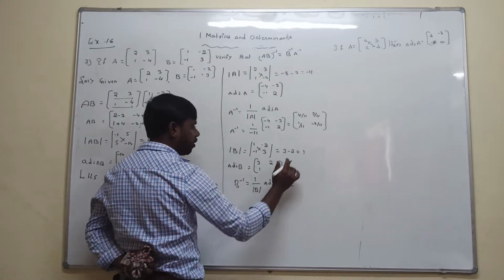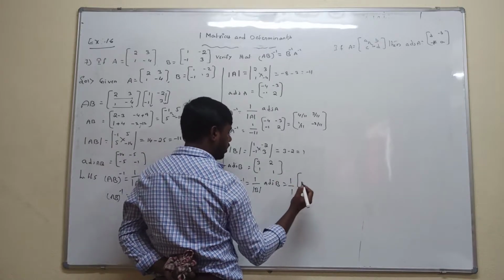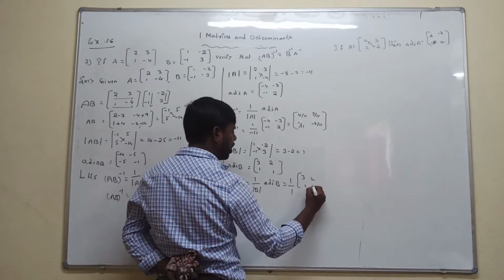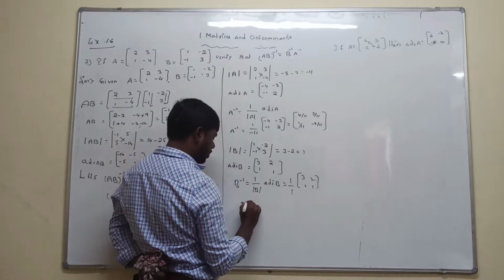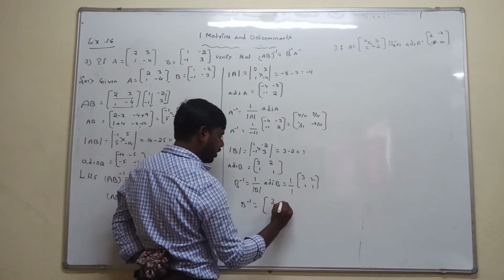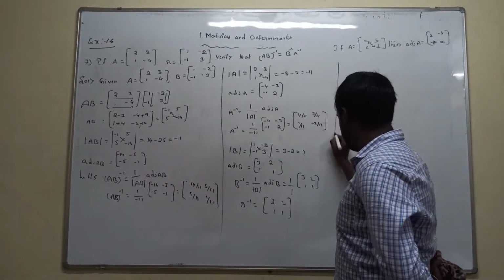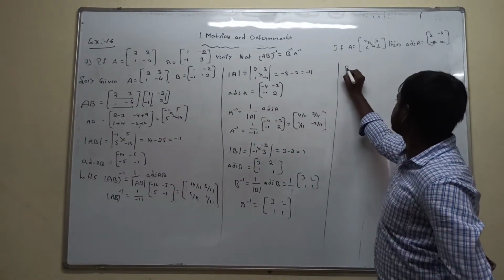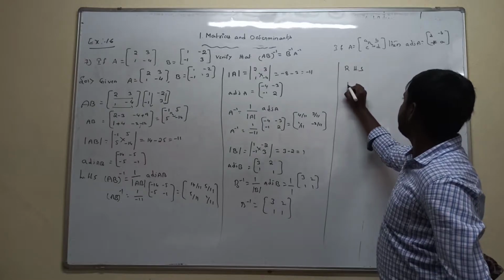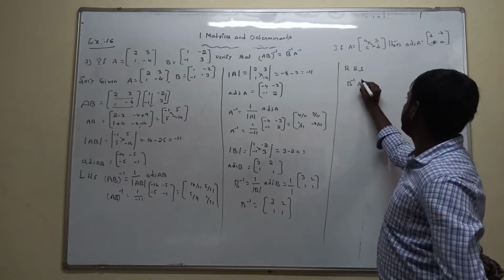So 1 by determinant of B is 1 only. Adjoint of B is [3, 2; 1, 1]. Finally we get B inverse is equal to [3, 2; 1, 1]. Now we can take RHS condition. The given is B inverse is equal to A inverse.